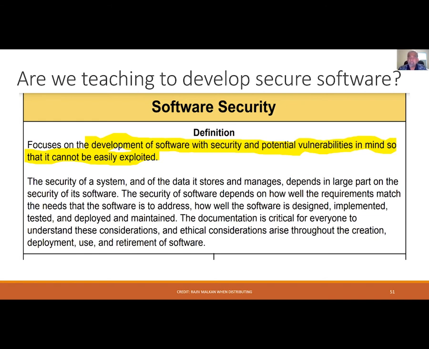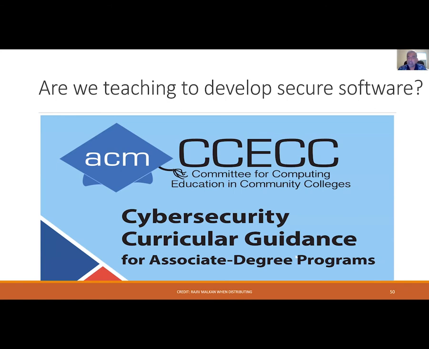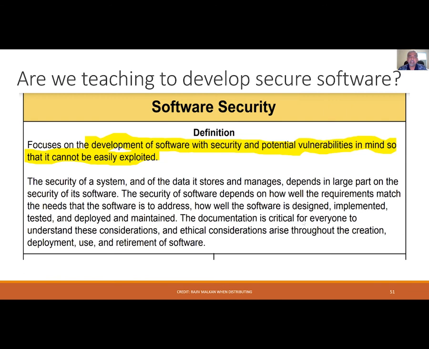And this is for 2-year degree. If you look at it, it's for associate degree. It is not for a bachelor's degree or master's degree. This is for us. It's the development of software without security and protection vulnerabilities that can be easily exploited. It cannot be easily exploited. We need to teach them. We need to show them how things are working on it.